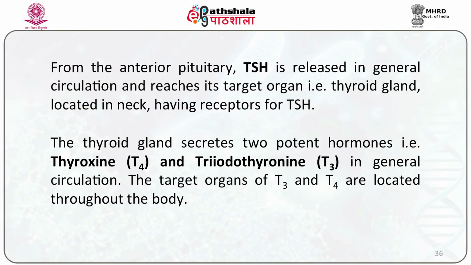From the anterior pituitary, TSH is released into the general circulation and reaches its target organ, that is the thyroid gland located in the neck, which has receptors for TSH. The thyroid gland secretes two potent hormones, thyroxine, T4, and triiodothyronine, T3, into the general circulation. The target organs of T3 and T4 are located throughout the body.